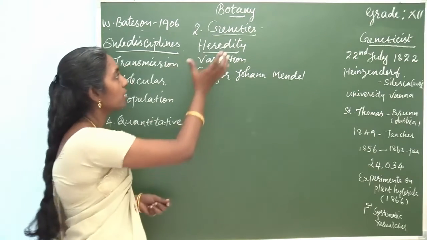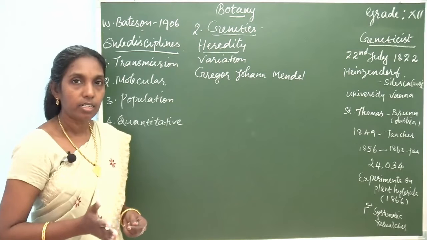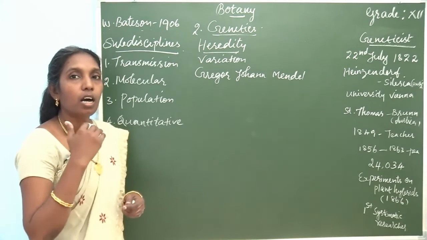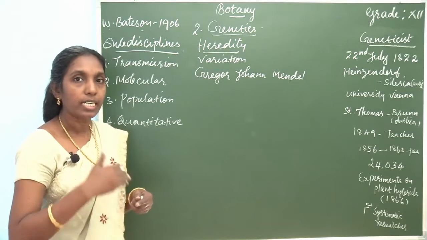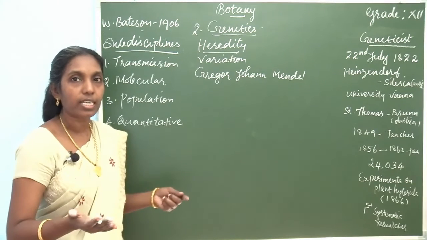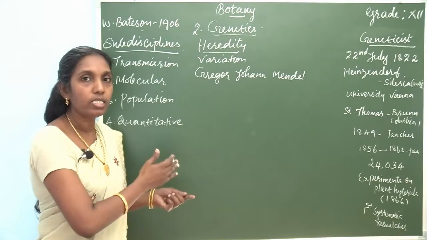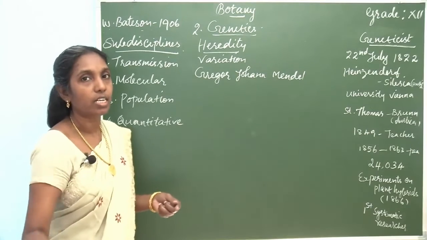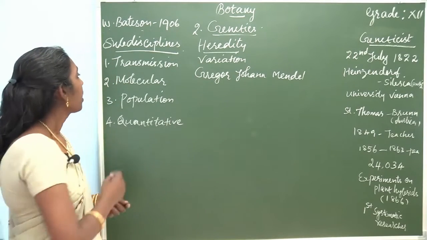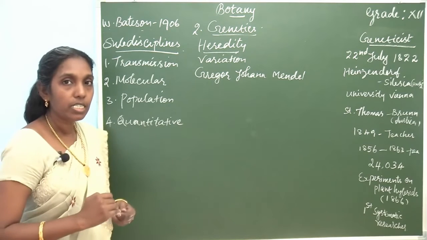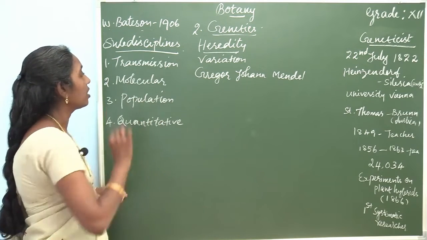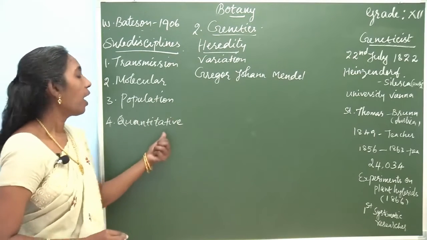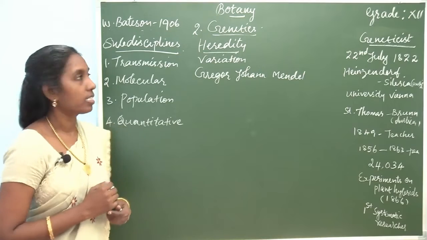Under this topic, genetics, first learn the definition. It's the science which deals with how the characteristics, the characters or the factors, are transmitted from one generation to the next generation. Transmission of characters from generation after generation is genetics. What are the sub-disciplines of genetics? Transmission genetics, molecular genetics, population genetics, and quantitative genetics.